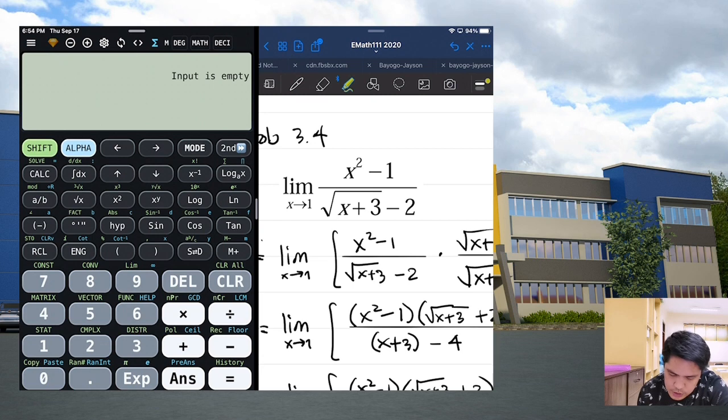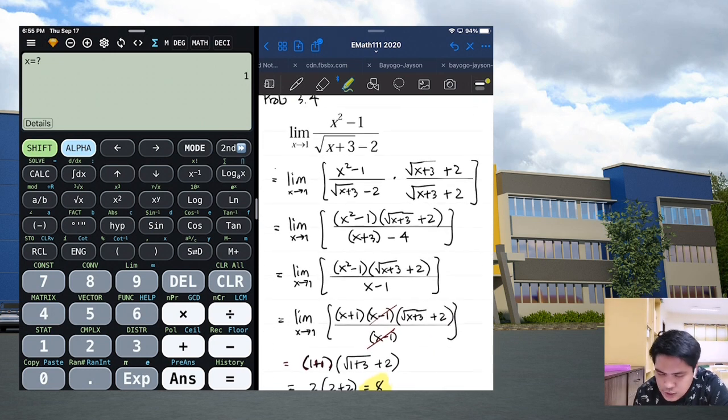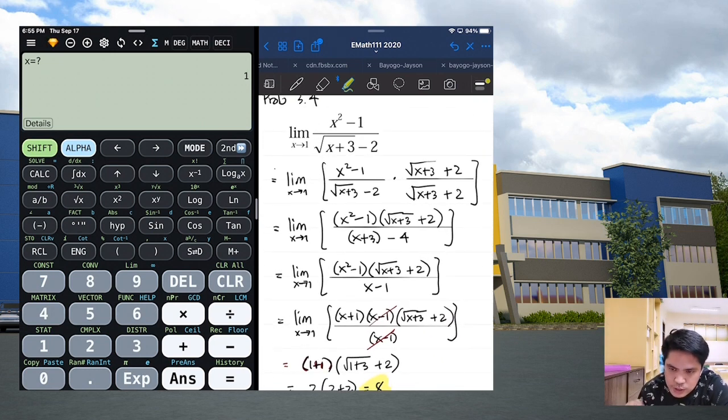So we have, let's just write the function. We have x squared minus 1 divided by square root of x. So as x approaches 1, kung mag-substitute tayo agad, so calculate, if x is 1, it's indeterminate because it's 0 over 0. Indeterminate siya. Pero let us try to look at kung ano yung ina-approach ng function when x approaches 1. Kasi di naman siya pwede sa 1.